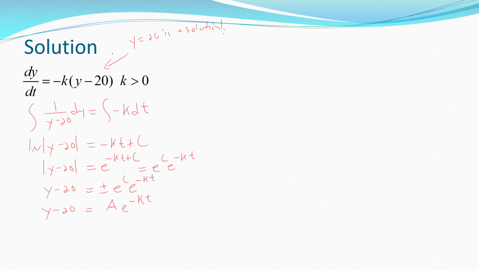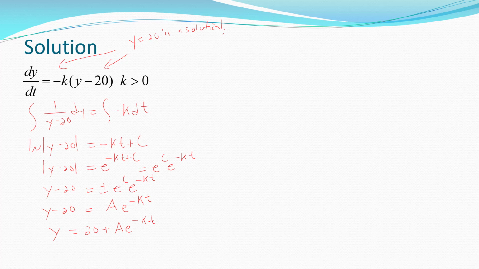Because if you plug it in on the left and the right of this differential equation, you get 0 in both cases. So I can then allow a to be not only a positive number or a negative number, I can also allow it to be 0, and I would still get an answer. So my general solution then, in explicit form, is y equals 20 plus a times e to the negative kt. I have two unknown constants, a and k.